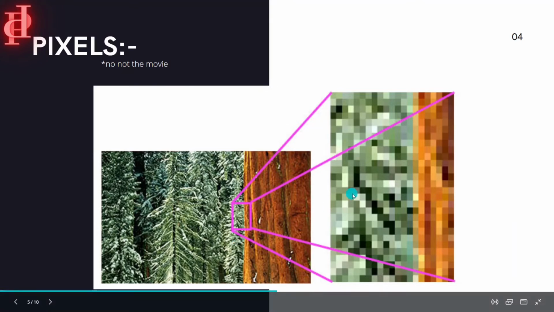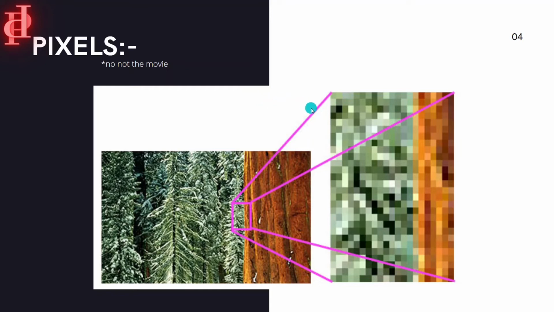Now let's talk about pixels. We know what cells are in a human body or in any biological body. It is the smallest unit of any body. The same way, pixels are the smallest unit of an image. If you take an image over here and zoom into it as much as possible, we'll be able to see these tiny squares, and these squares are called pixels. I'm pretty sure all of you guys know that.